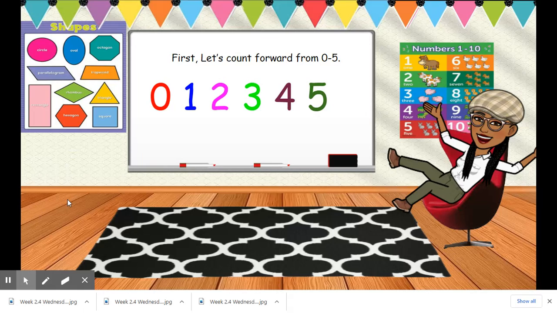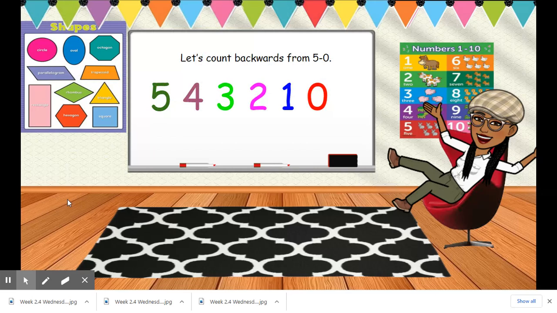All right, first let's count forward from 0 to 5. Ready? 0, 1, 2, 3, 4, 5. Awesome. All right, let's count backwards from 5 to 0. Ready? 5, 4, 3, 2, 1, 0.